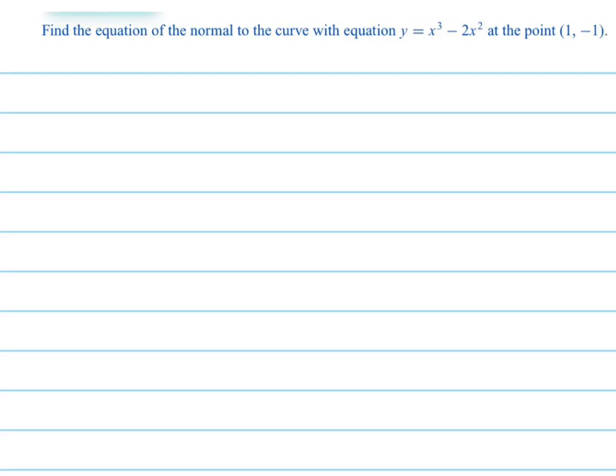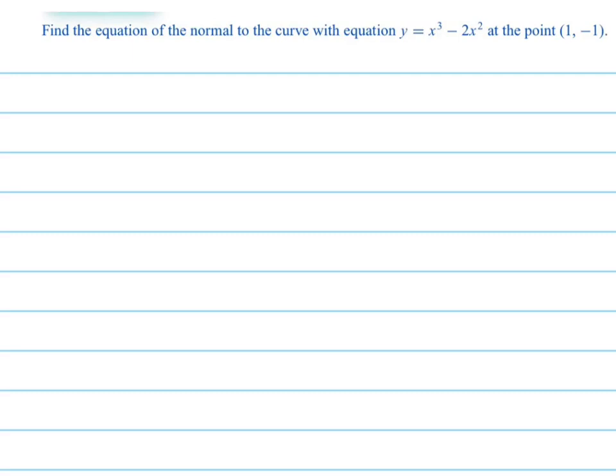Find the equation of the normal to the curve. Oh, not the tangent, but the normal to the curve with equation y equals x cubed minus 2x squared at the point x is 1 and y is minus 1. Well, that's basically the same procedure, except that we don't want the gradient of the tangent line, which is the same as the gradient of the function. We want the gradient of the normal, which is a perpendicular gradient to that of the tangent and the curve at the point when x is 1.